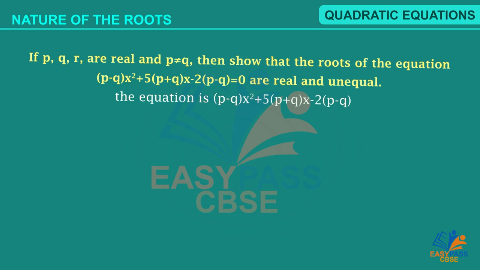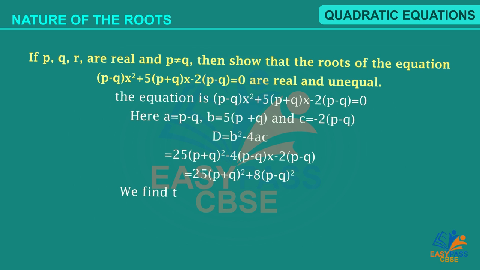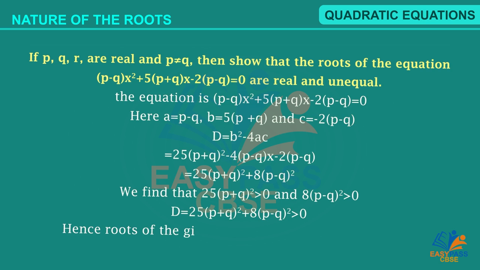Now, a is equal to p minus q, b is equal to 5(p plus q), c is equal to minus 2(p minus q). So b square minus 4ac is equal to 25(p plus q) whole square minus 4 times (p minus q) times minus 2(p minus q). On simplification, we get 25(p plus q) whole square plus 8(p minus q) whole square. Since p minus q is not equal to 0, observe carefully, (p plus q) whole square is positive, (p minus q) whole square is positive, positive plus positive is positive. Therefore, discriminant is greater than 0. Therefore, the roots are real and unequal.